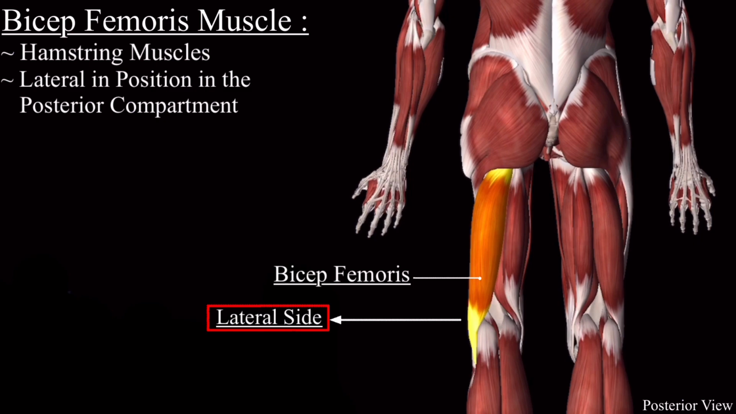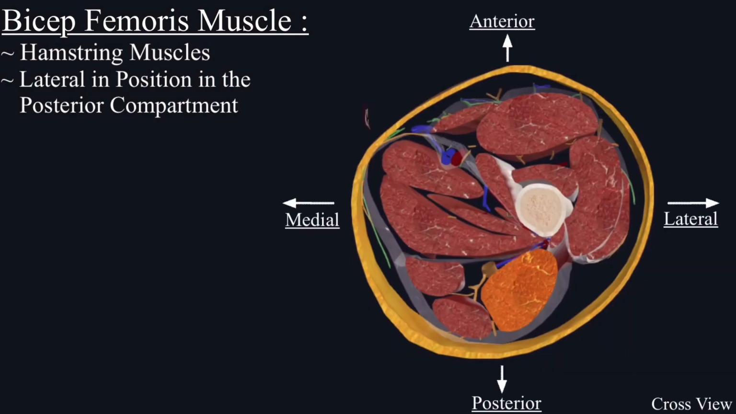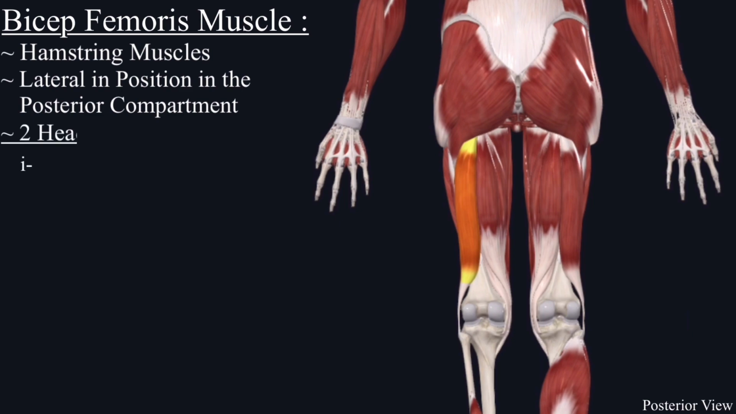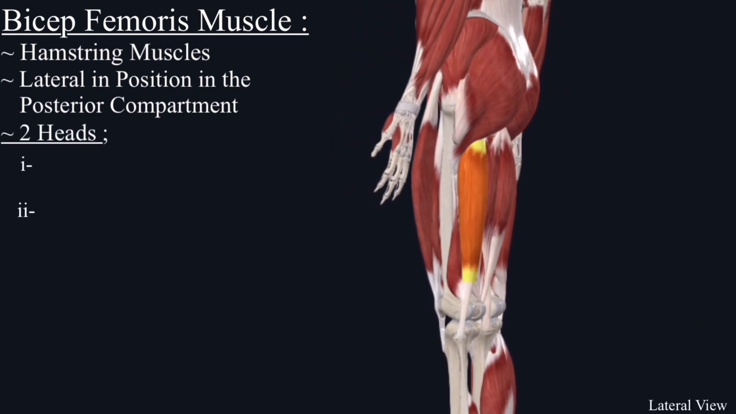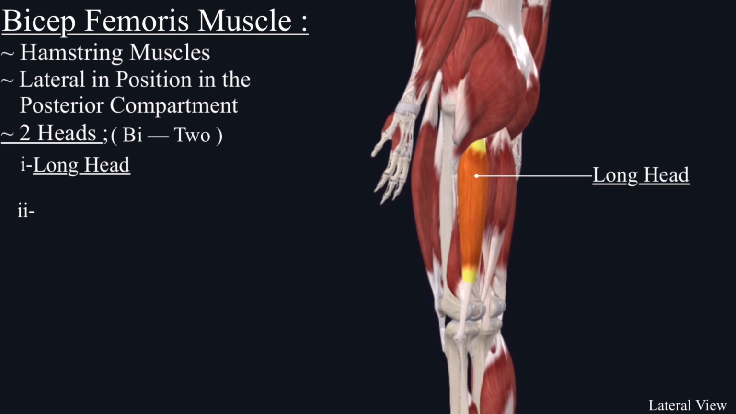Also, if I show you the cross-section view of the thigh, then you can appreciate the lateral position of biceps femoris muscle in the posterior compartment. This muscle has two heads. As the name suggests, bi, which means two. First one is the long head and second one is the short head.